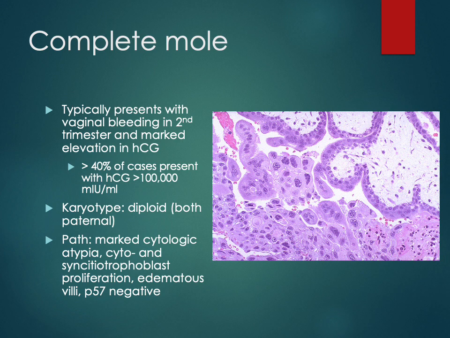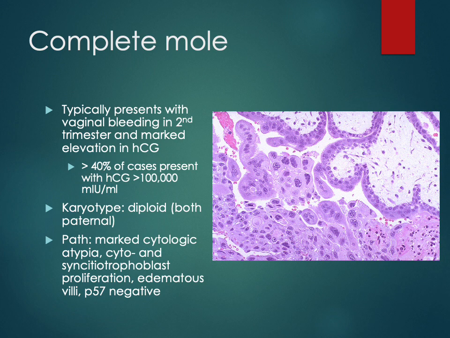So there are really two types, a complete and a partial mole. Complete moles typically present with vaginal bleeding in the second trimester and marked elevation in their HCG. About 40% of cases present with an HCG greater than 100,000. The karyotype is diploid.